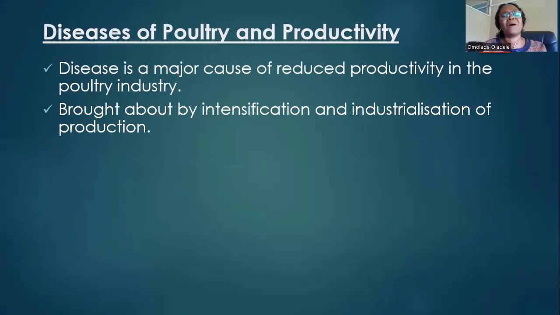And this disease in poultry is largely brought about by intensification and industrialization of production. You see, prior to modern poultry production, the disease outbreaks were not so many because the birds were reared extensively. They were just in the courtyard. Contact between birds was limited, and the space in which they were being reared was large.